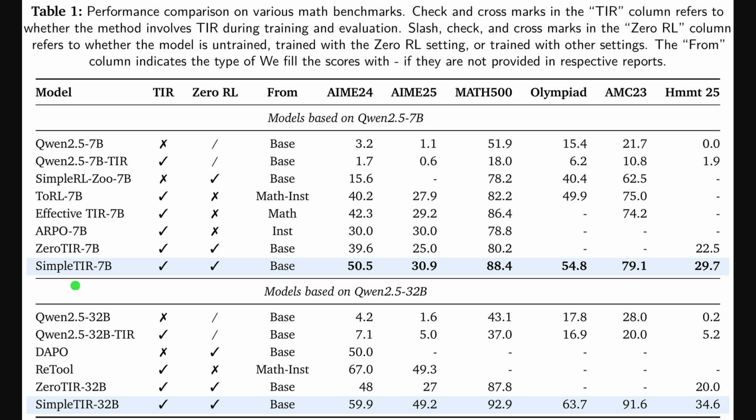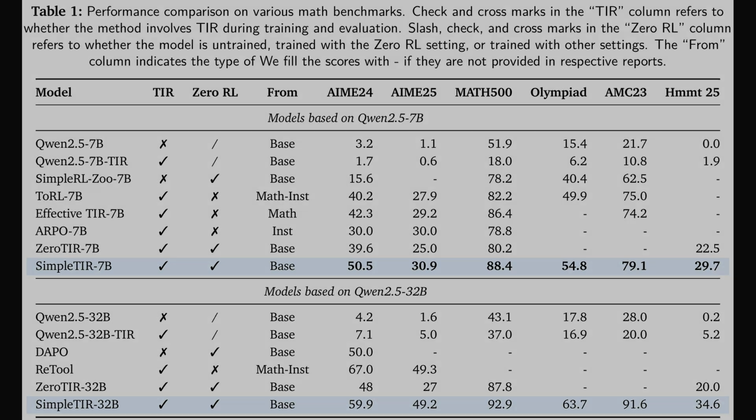So, Table 1 makes the payoff concrete. The method delivers top math scores across multiple benchmarks while using multi-turn tool integration and zero RL. This table shows the 7B model reaching 50.5 on AIME24, and the 32B model hitting 59.9, which signals stable gains without supervised warm starts. The columns compare datasets like MATH500 and Olympiad, so the margins reflect broad, not narrow, improvements.